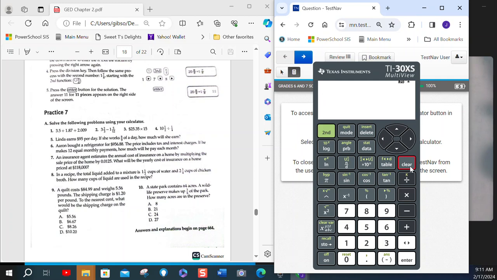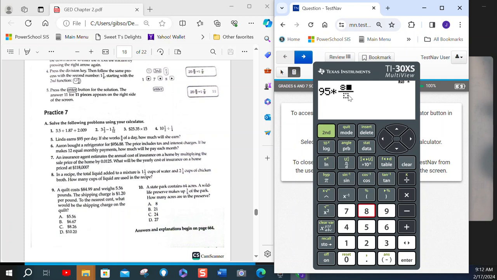Now we look here at the problems that deal with fractions and mixed numbers, and then we go from there. So let's take a look at number 5 first. It said Linda earns $95 per day. If she works 8/9 of a day, how much will she earn? So we'll type in 95, and we know that it's multiplication because it says 8/9 of a day. So it's $95 per day. So we'll multiply that by 8/9. So we'll do 95 times, we'll hit N over D, and then we will hit 8.